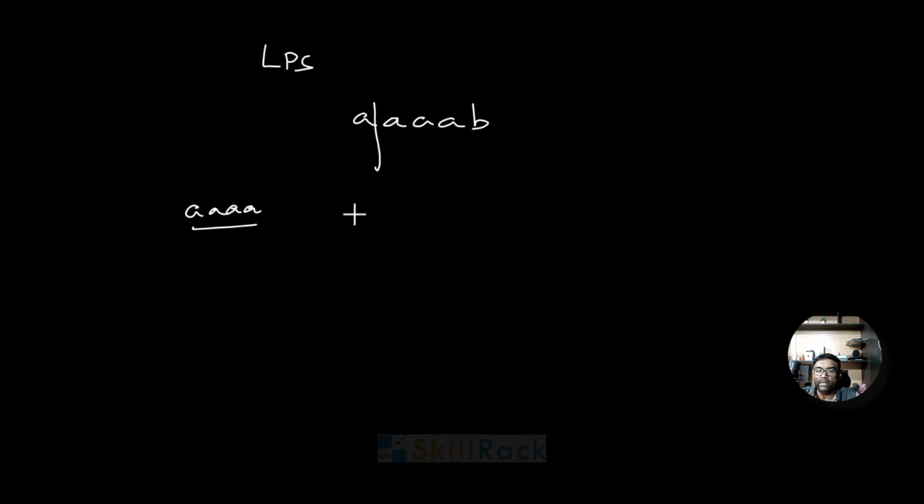So here the longest prefix which is also a suffix will be A. Because when you have A, this will be the prefix, and the suffix should not include the first letter, right? It will be this. We can get this using the LPS array. So how to form the LPS array?